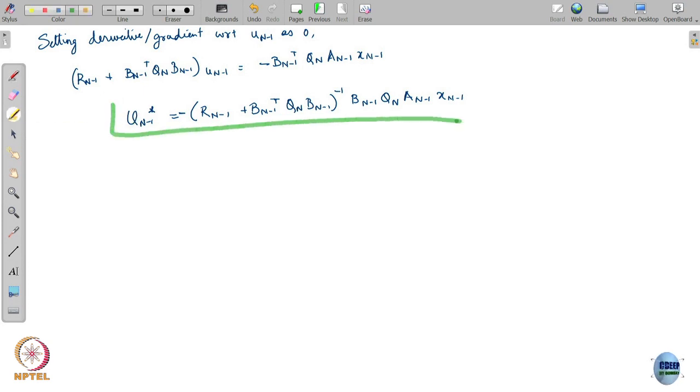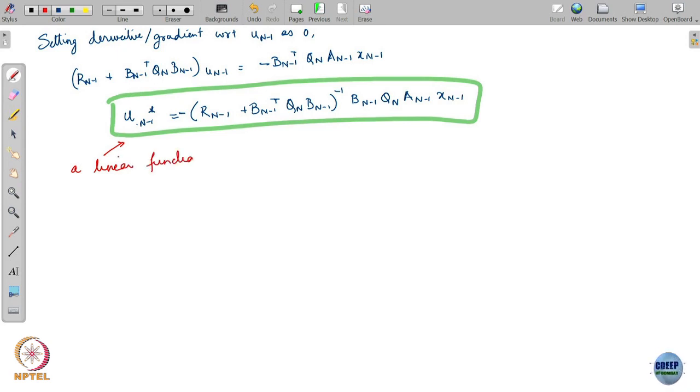You can see what we have got here. We have got that un minus 1 star is a linear function of xn minus 1. What this means is that the optimal policy at time step n minus 1 should take the form of some matrix multiplied by the state at that time. Now, you substitute this back in, and you can also evaluate Jn minus 1, which is the value function as a function of xn minus 1. That turns out to take this form.